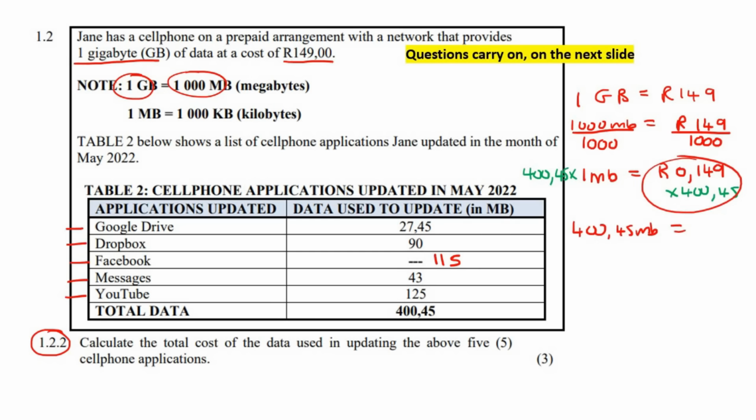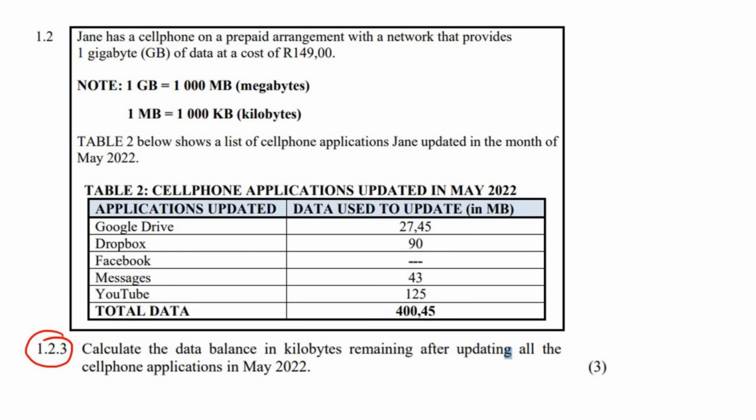And if you type this on the calculator, we end up with 59 Rand. Now you can round off to 2 decimal places, .67. So it'll cost 59 Rand and 67 cents to be able to update all of those apps. Okay, now this question says, calculate the data balance in kilobytes remaining after updating all of the applications.